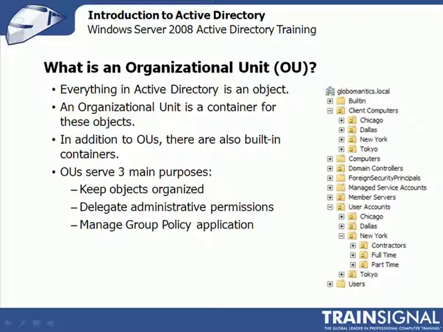So now we need to talk about these things called organizational units, or sometimes just simply referred to as OUs, because organizational unit is a mouthful if you have to say it a lot. So basically, to understand organizational units, everything in Active Directory, all things contained within Active Directory, are called objects. We have all these objects within the Active Directory database. An organizational unit is a container for those objects.